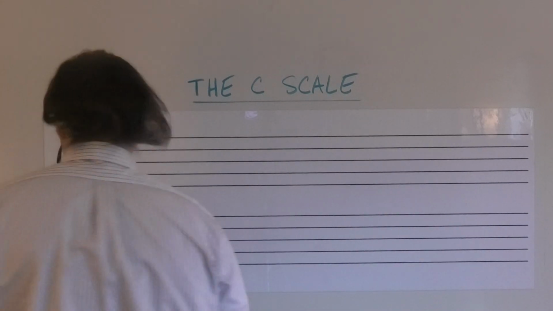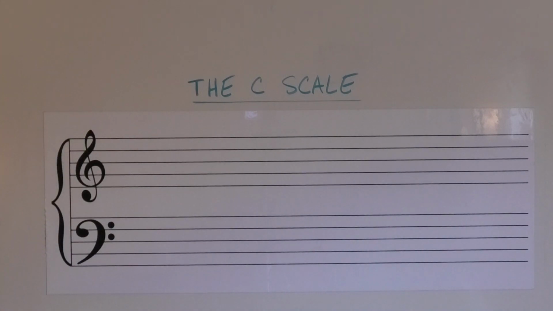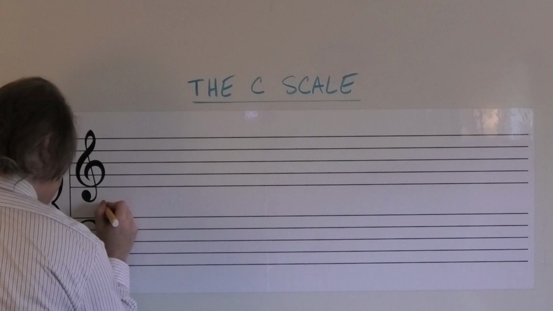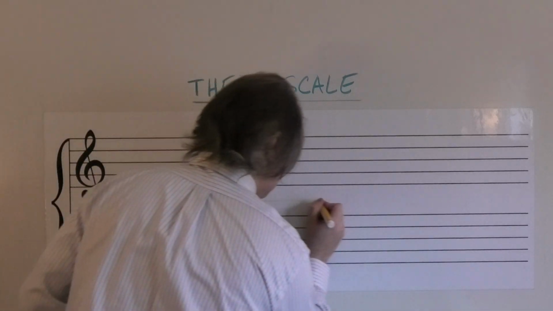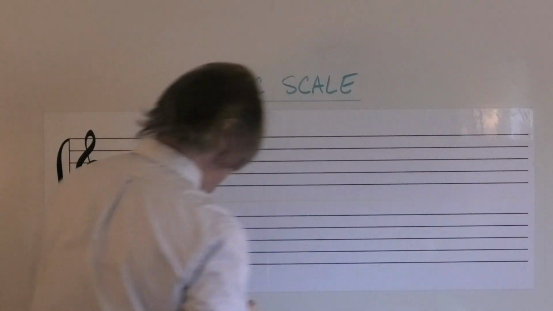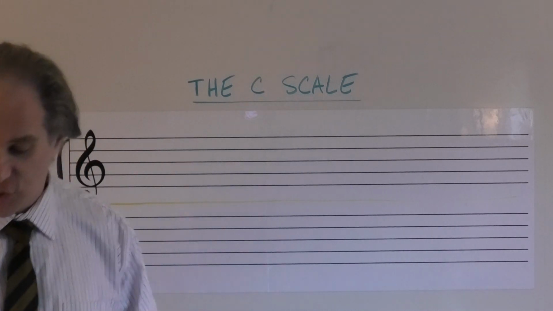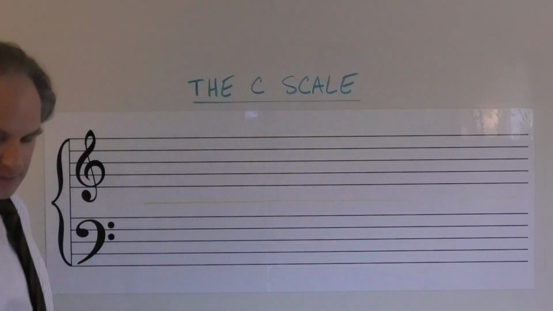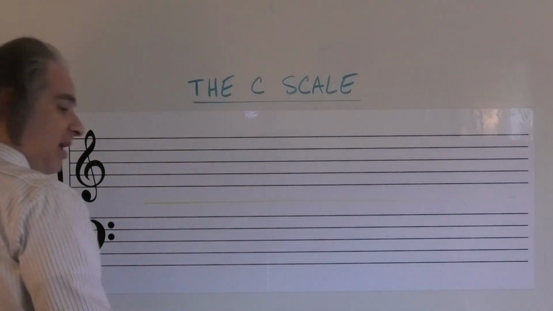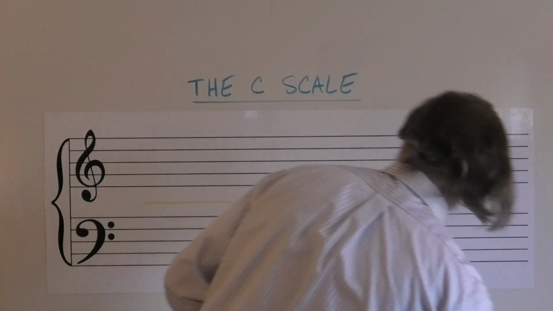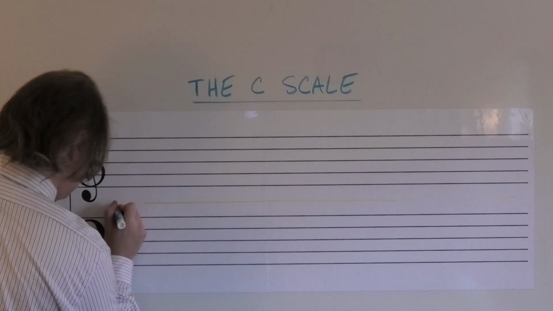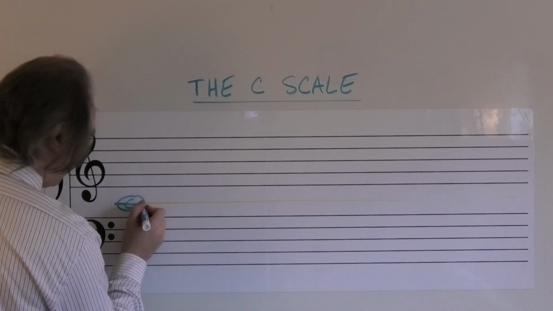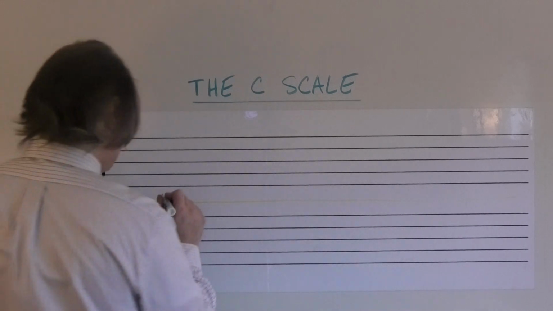Now there is an invisible line in between the treble and the bass staff. I'll draw it in yellow because it's invisible. You can't see it. And if you need to use it, you draw it in, like this. It's middle C on the piano. And if you need to use middle C on the staff, you just draw the line, okay?